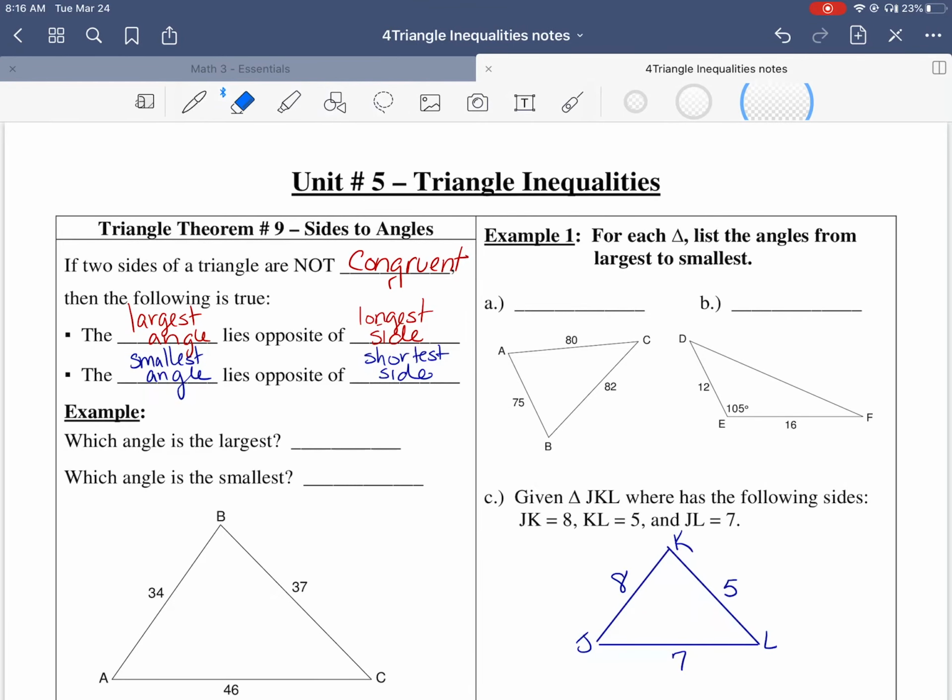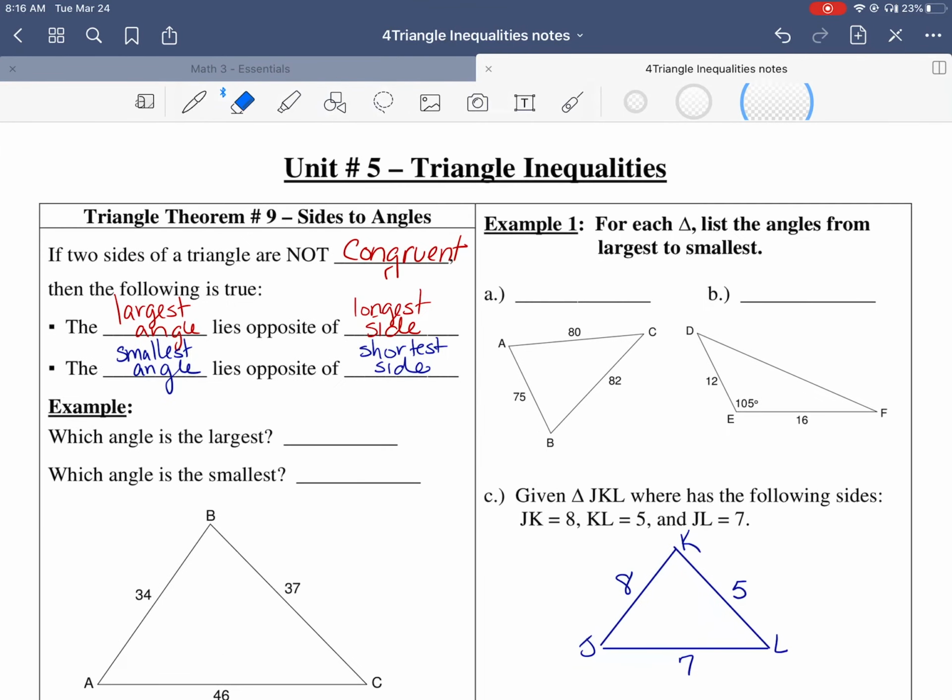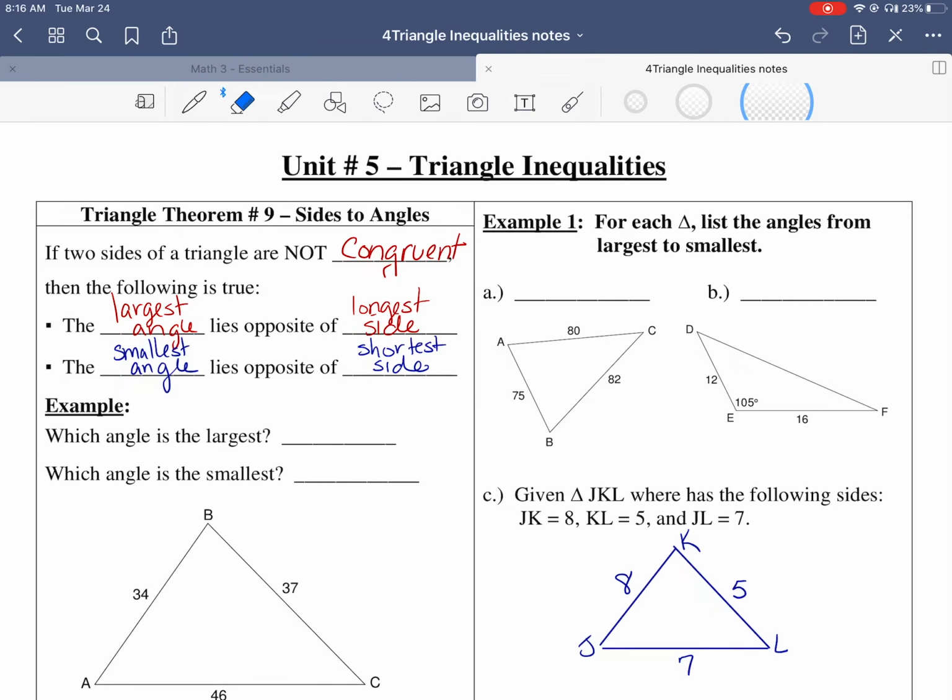Good morning, everybody. So today we are working on triangle inequalities. In this post, there are the worked out, all completed notes, and there's this video explaining the notes. Please make sure you watch this video and look at the notes before you complete the practice.